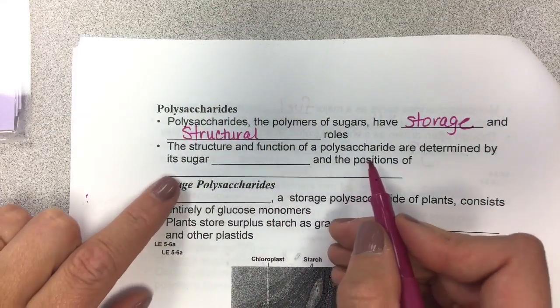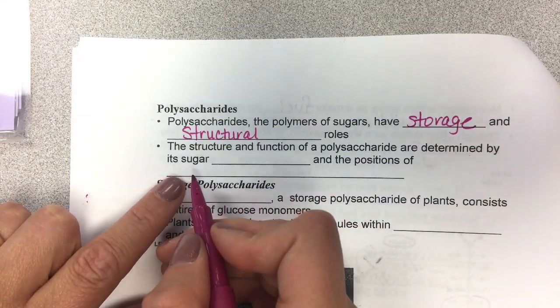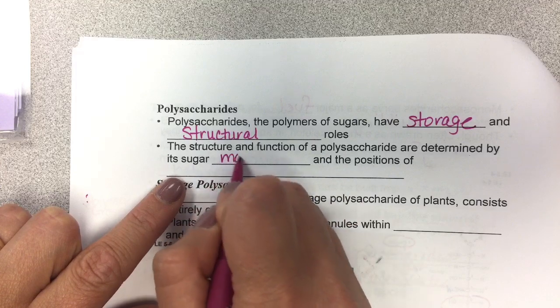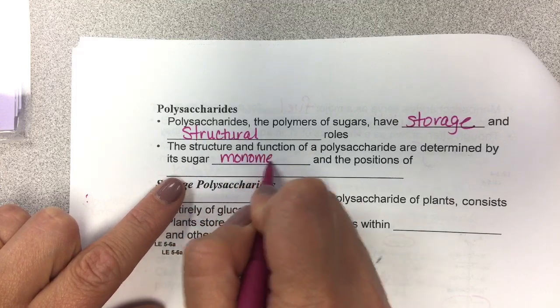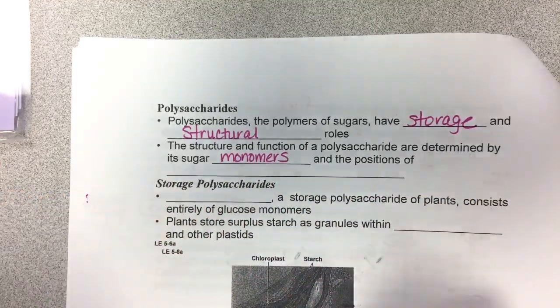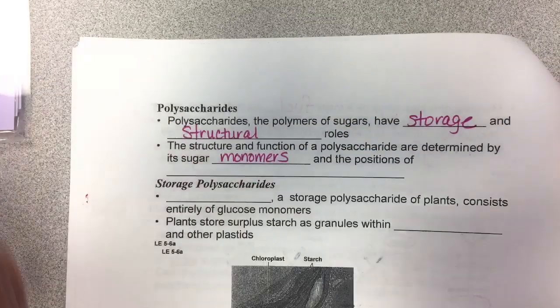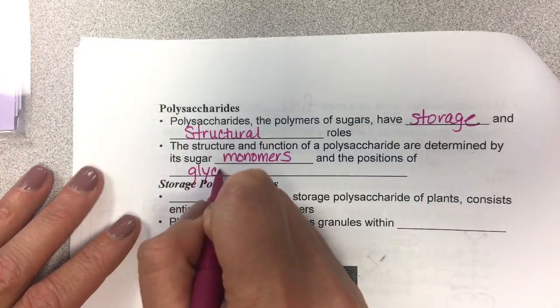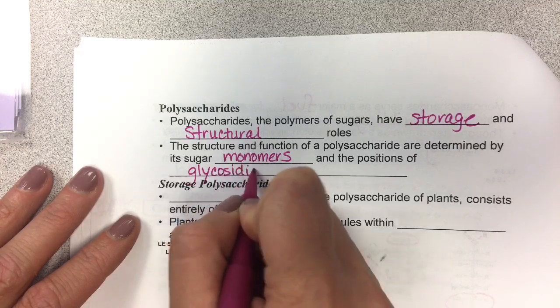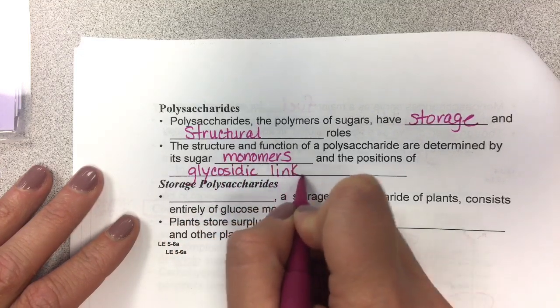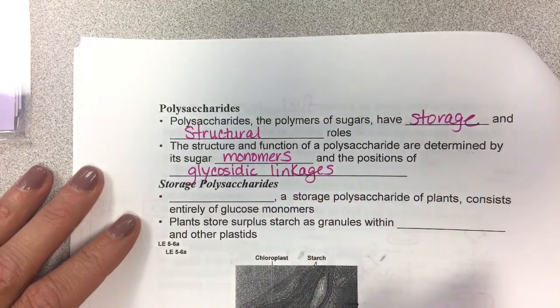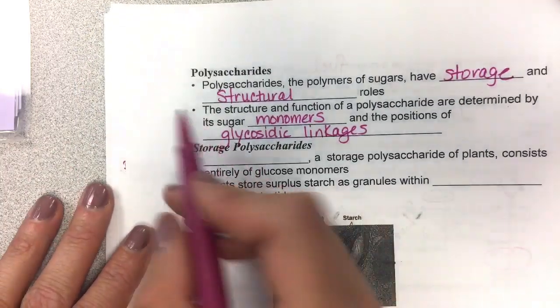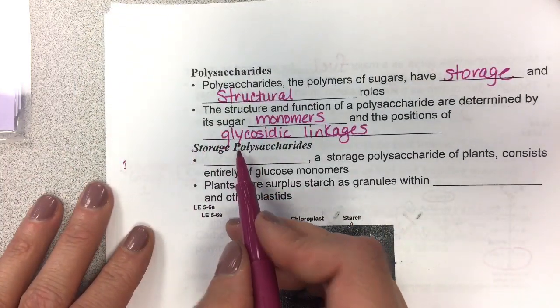So the structure and function of a polysaccharide are determined by its sugar monomers. So what it does and the formation it takes depends upon what sugars are hooked together when making it. And then also the positions of where their glycosidic linkages are. So that's the bond between the 2 monosaccharides. So let's look at storage polysaccharides first.